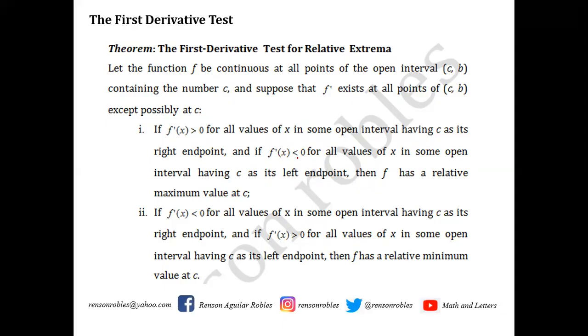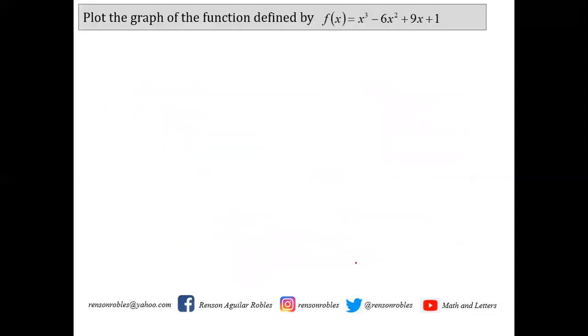And f prime of x is less than 0 for all values of x in some open interval having c as its left endpoint. However, the value c is a relative minimum value whenever f prime of x is less than 0 for all values of x in some open interval having c as its right endpoint, and f prime of x is greater than 0 for all values of x in some open interval having c as its left endpoint, then f has a relative minimum value.